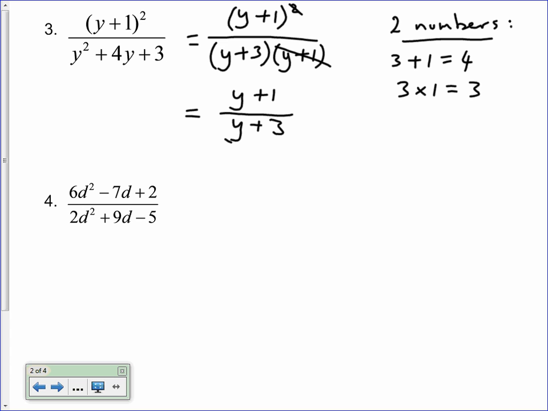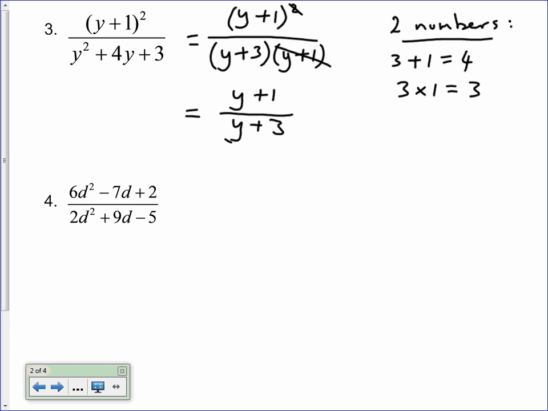Y is only one of the terms. Right, so I can't just cancel this one out and be left with 1 over 3. If you think of it numerically, 3 plus 1 over 3 plus 3 is 4 over 6. That's not the same as 1 third. If I just cancel out the 3, it wouldn't work.